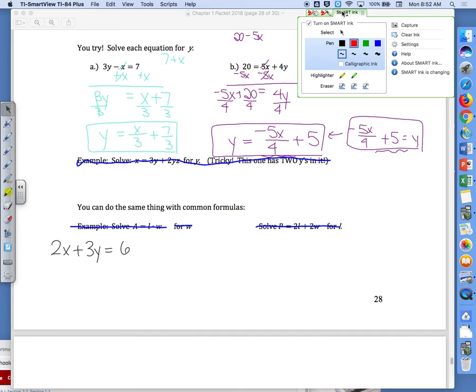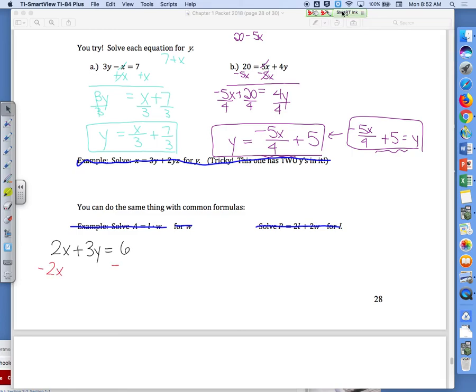Alright, so we want 3y by itself. Leave the 3y right where it is. Don't move it around. You can, but it just adds more steps into the problem. Get rid of this 2x. It's positive 2x, so subtract 2x from both sides. 2x's cancel, 3y equals. Now, don't forget, these are not like terms. 6 and a 2x, you can't combine together. They stay separate. Most of you are writing them this way, 6 minus 2x.